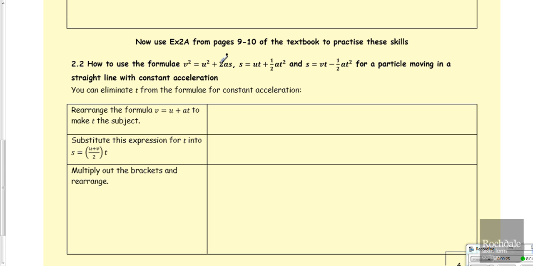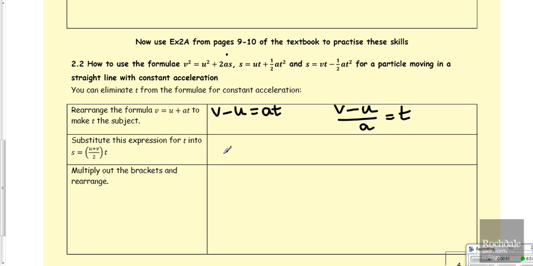Now if you look at the first one, this one doesn't have a t. So the t has been eliminated between these two equations, and it tells you how to do this down the side. First thing, we've got to rearrange this formula to make t the subject. We'll do that in two steps. I'll take the u over first of all, and then I'll divide through by a. And that will give us an expression for t.